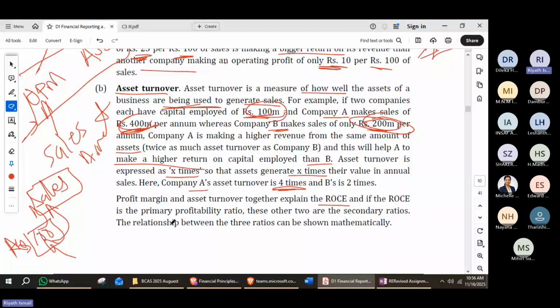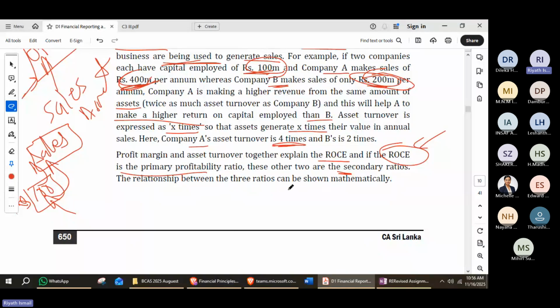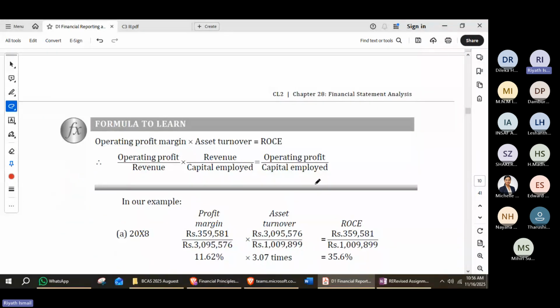If return on capital employed is a primary profitability ratio, these other two are secondary ratios, right? Sometimes they may consider ROE a primary ratio. The relationship between these ratios can be shown mathematically. Here, return on capital employed is operating profit over capital employed. This is the direct formula. We can derive the same value by using these two formulas.